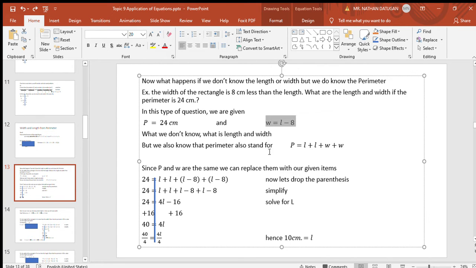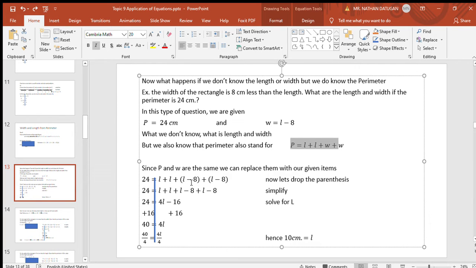So let's put it all together. Since this P and this P are the same, we can replace this P with 24 as shown here, and length plus length we keep as is, but we can change the width to what? To length minus 8. So we can replace this whole formula as 24 is equal to length plus length minus 8 plus length minus 8.